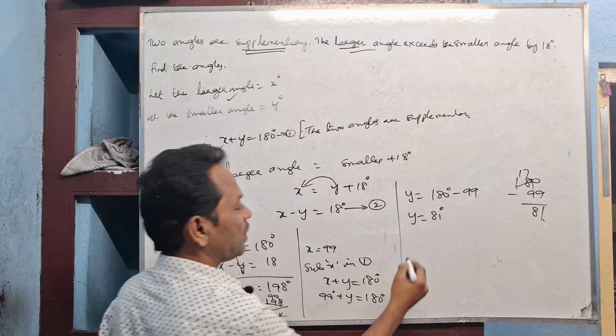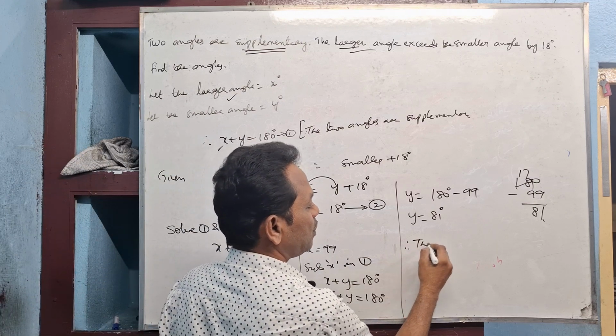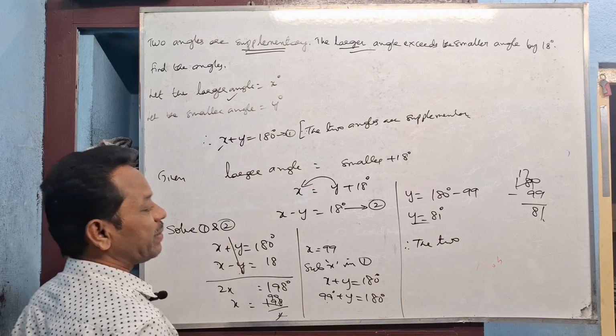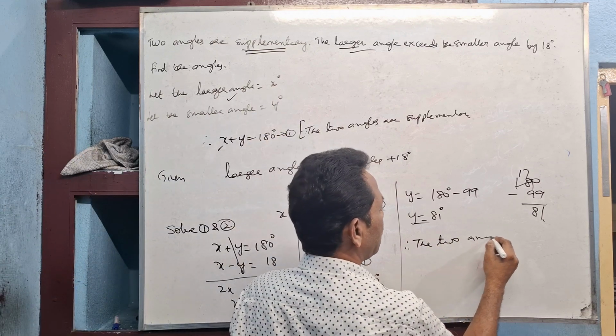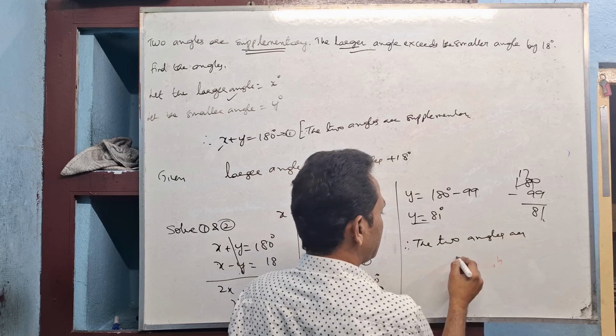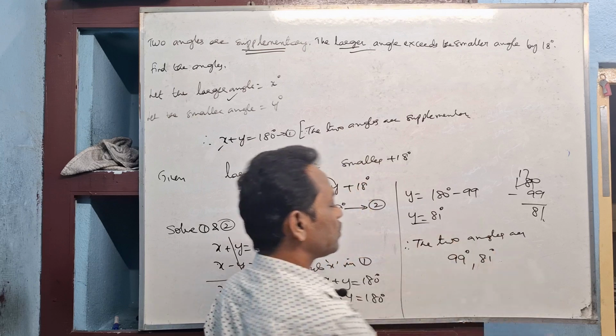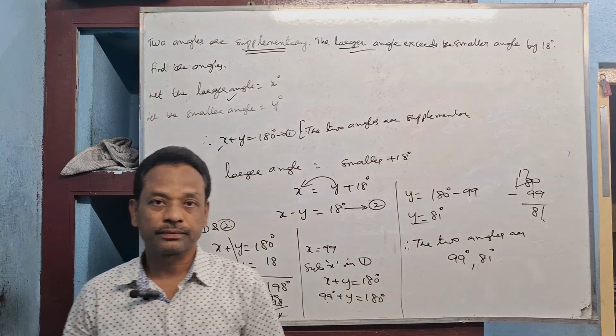So therefore, we know x and y. x and y are complementary angles. The two angles are 99 degrees and 81 degrees. Okay?